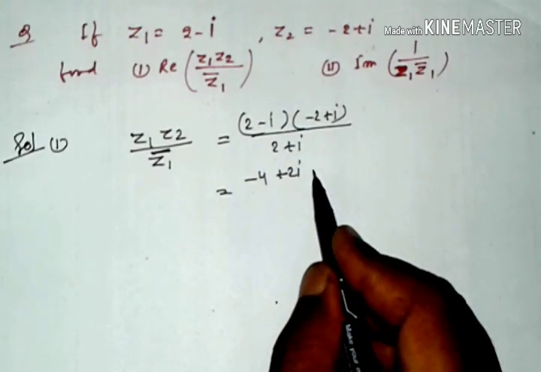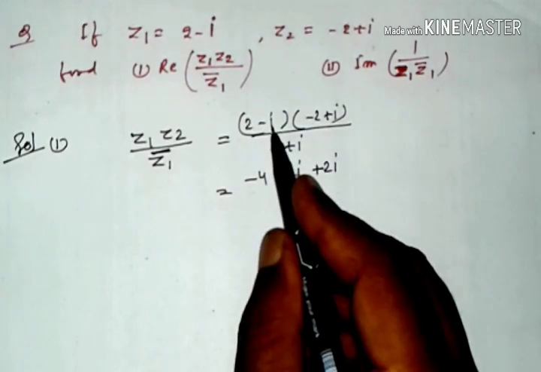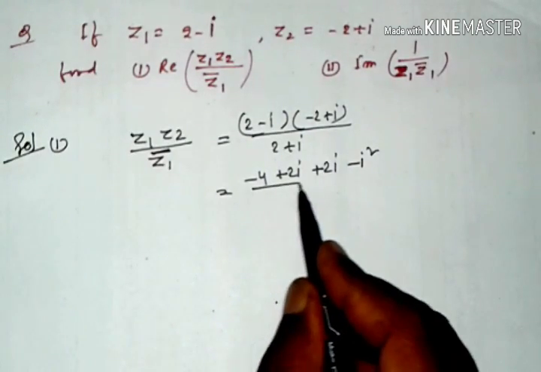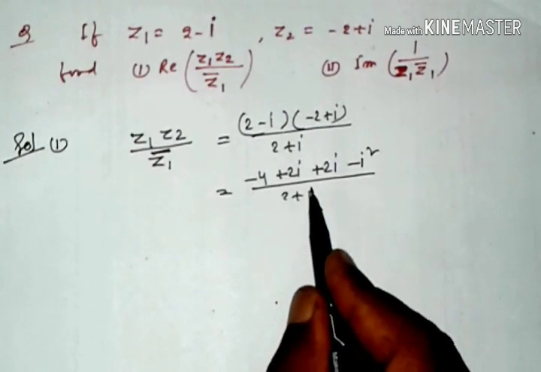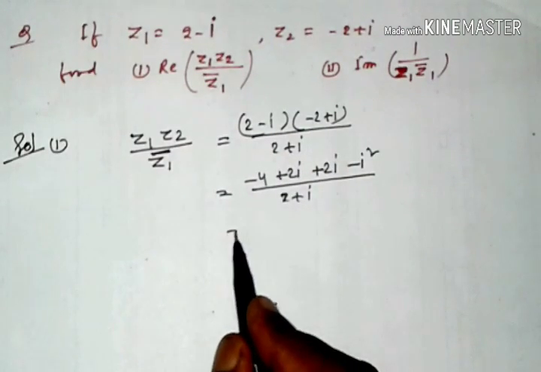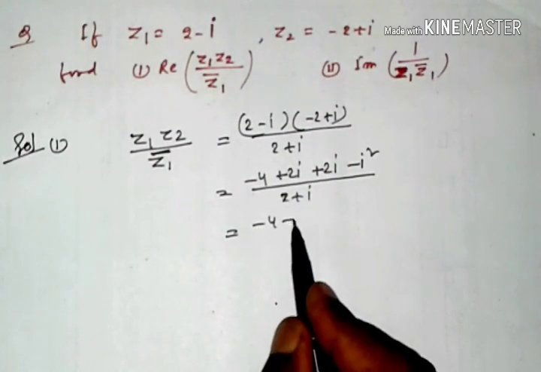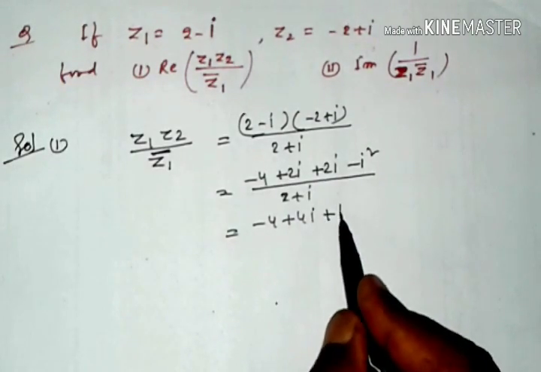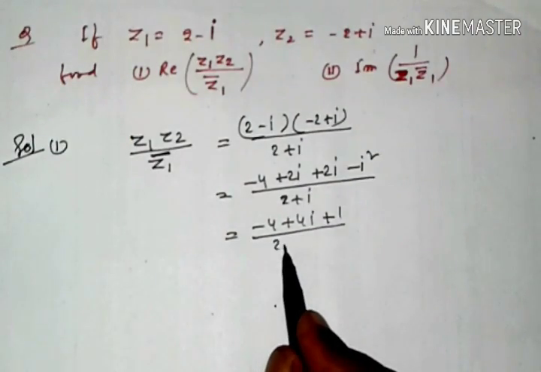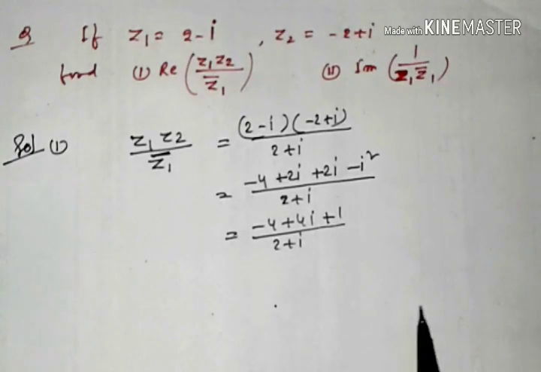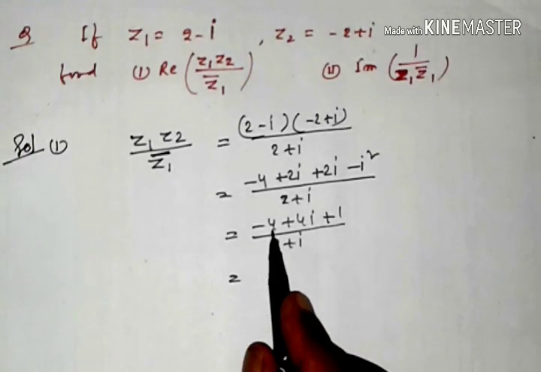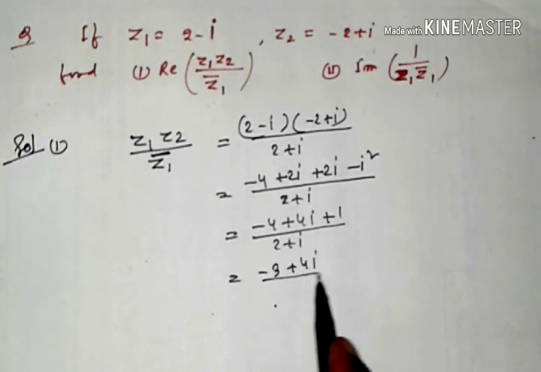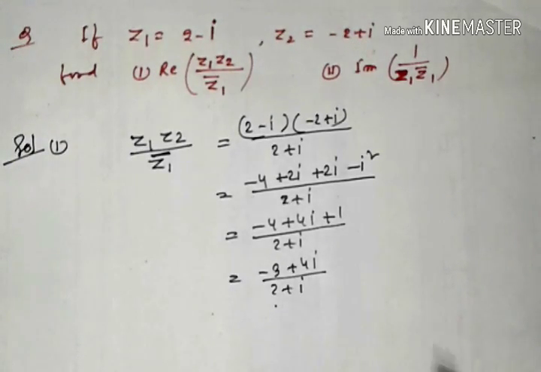plus 2i plus 2i minus i square, over 2 plus i. It is minus 4, 4i, and this is 1. And this is 2 plus i. Now minus 4 plus 1, that is minus 3 plus 4i by 2 plus i.